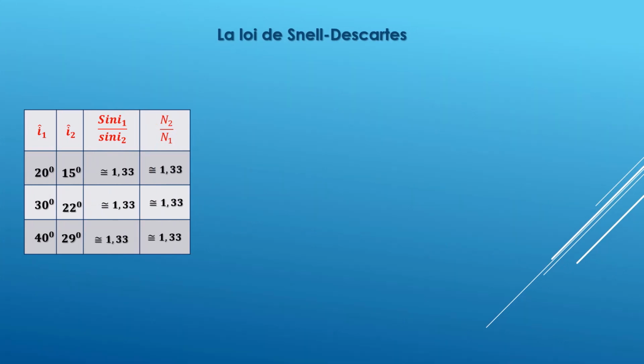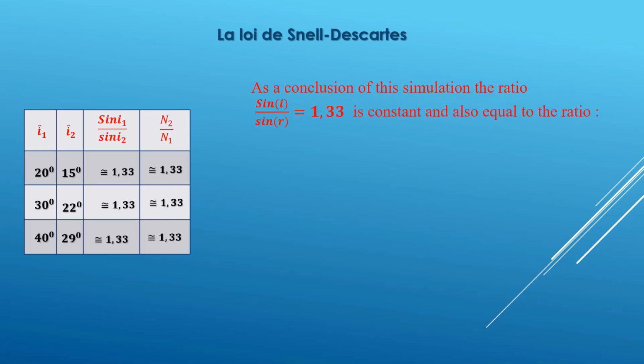And again, after analyzing the values that we got in this table, it is obvious for us that the ratio of the sine of the angle of incidence to the sine of the angle of refraction is constant and is also equal to the ratio of the indices of refraction over each other. In other words, n2 over n1 is also equal to the same value, in this case 1.33. Keep in mind, guys, this value 1.33 works only for the given mediums, in this case air and water. If we change the mediums, of course this value will change, but for the same mediums we will always get the same constant value.